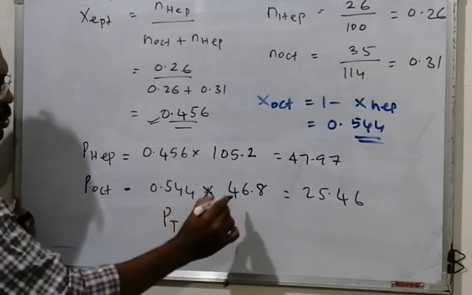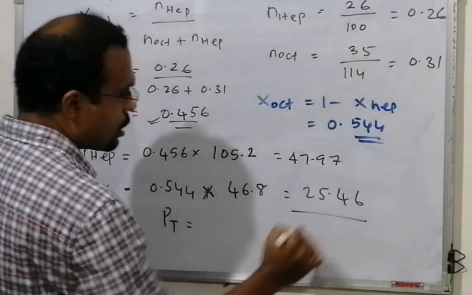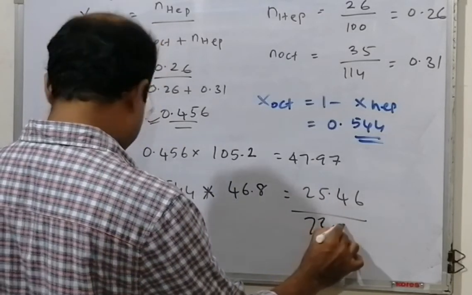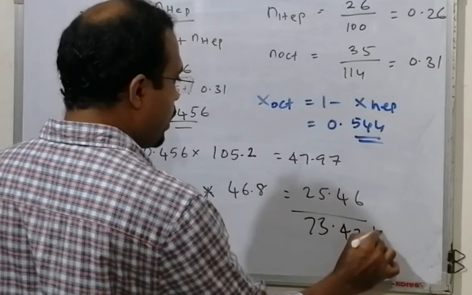Therefore, P total, the vapor pressure of that solution, is equal to this plus this. That is 73.43 kilopascal.